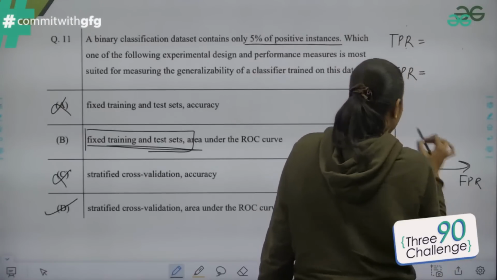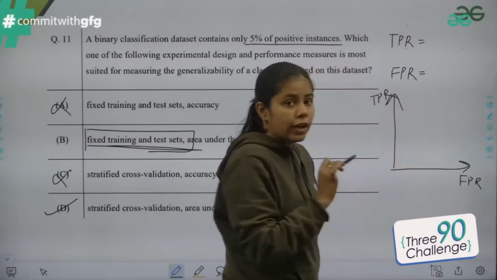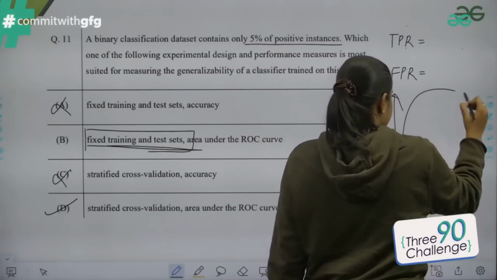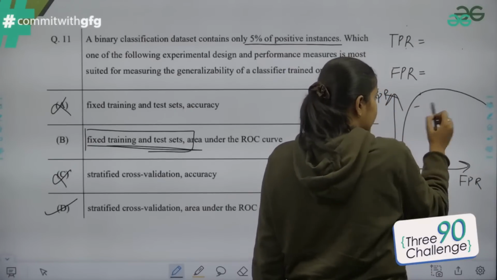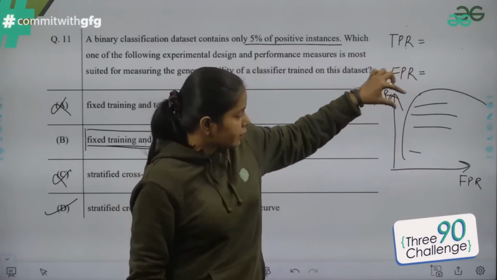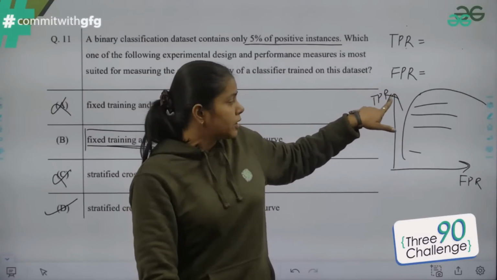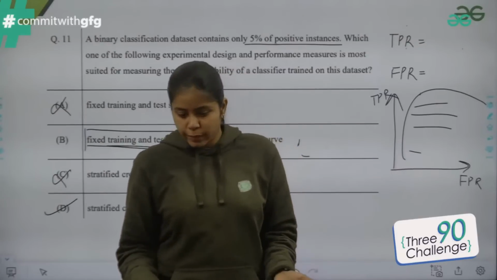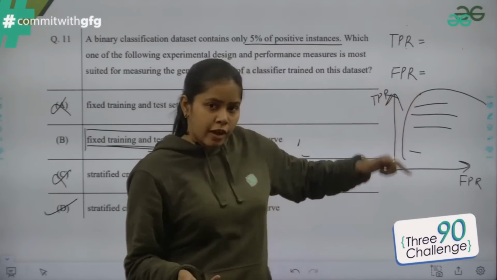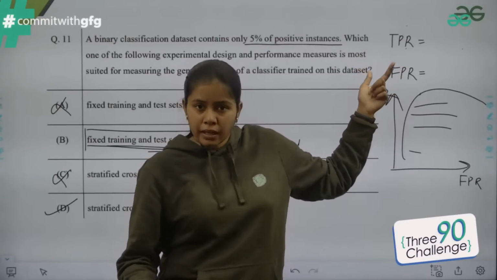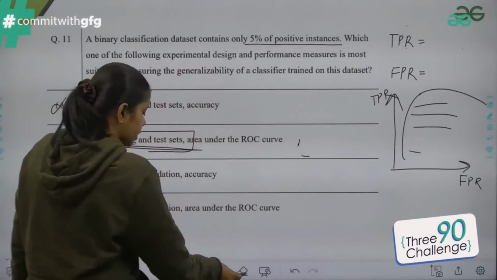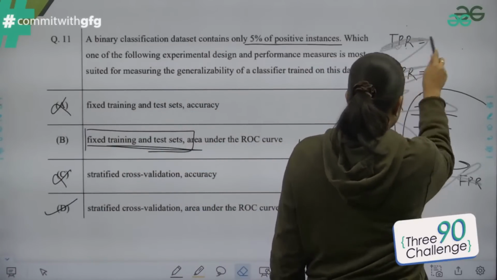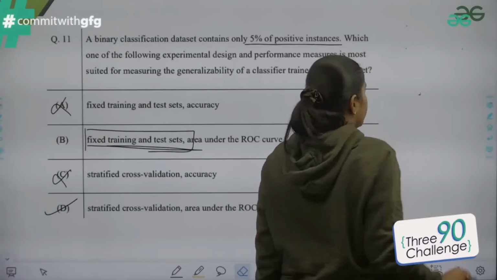False positive rate here and true positive rate here, right? If I plot this, I'll get a curve like that, right? And if this area gets large, that means, because the true positive rate tells how many positive values we are predicting, and the false positive rate tells how many false values we are predicting, if this area increases, that means we are predicting right. So that's why area under the ROC curve works for imbalanced data sets, because it works on precision and recall.